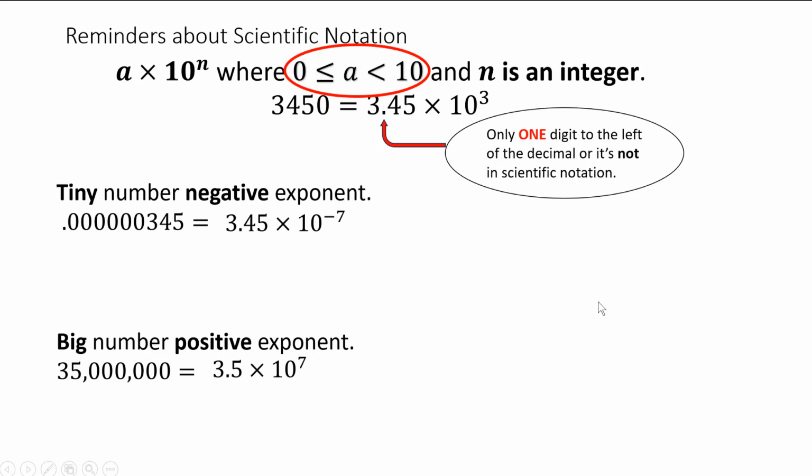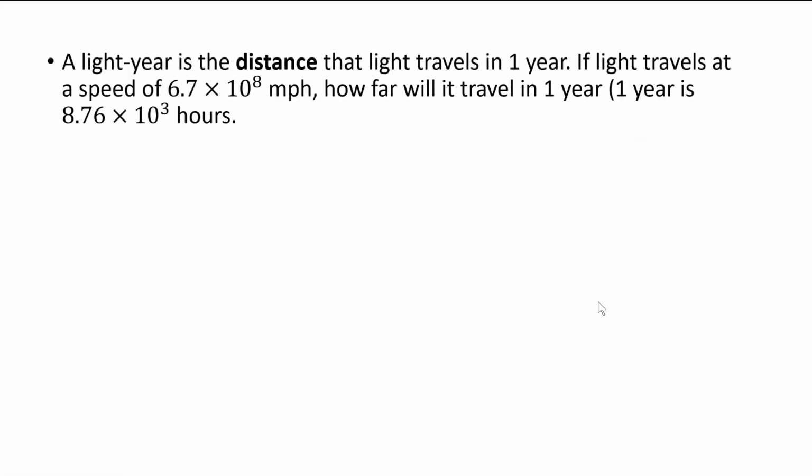So that's scientific notation. We'll just do a little practice problem here. A light year is the distance that light travels in 1 year. If light travels at a speed of 6.7 times 10 to the 8 miles per hour, how far will it travel in 1 year? And they're telling us that 1 year is 8.76 times 10 to the 3rd hours. That's a lot of hours.